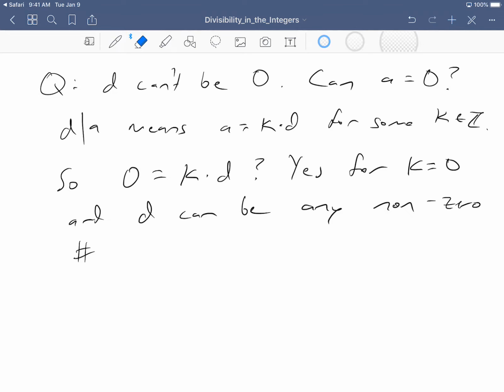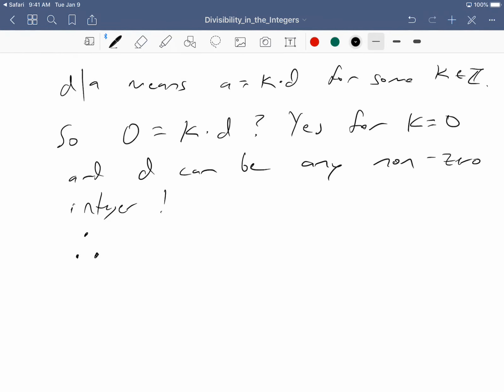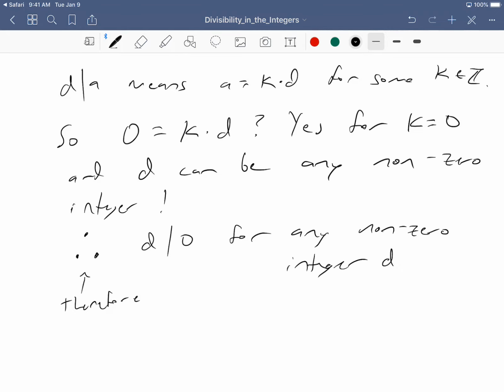And I should be more specific. Non-zero integer is really what I mean here. Okay, so this is a little bit weird, but what that means is, here's a new notation I forgot to introduce. Three dots means "therefore." So therefore, d divides 0 for any non-zero integer d. Okay, which is a little bit weird.